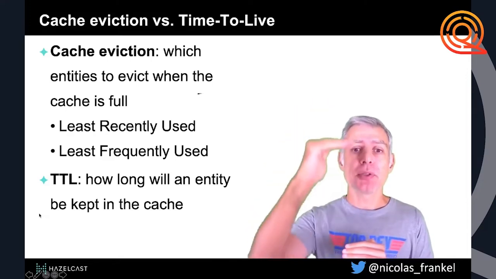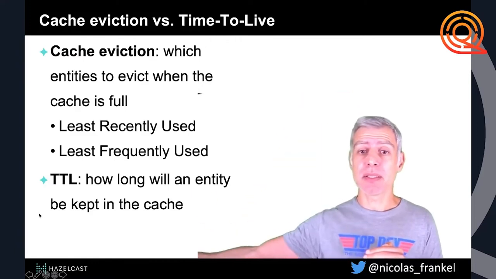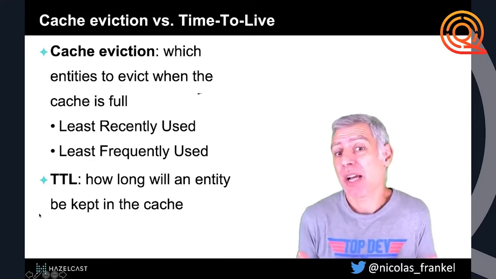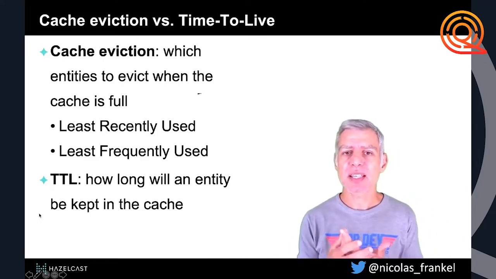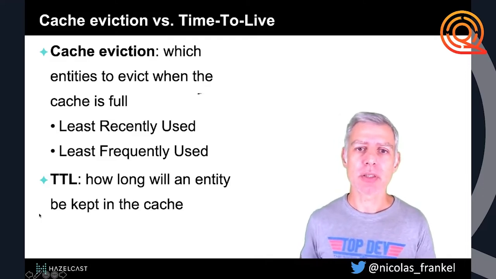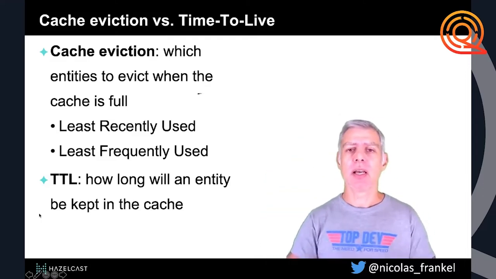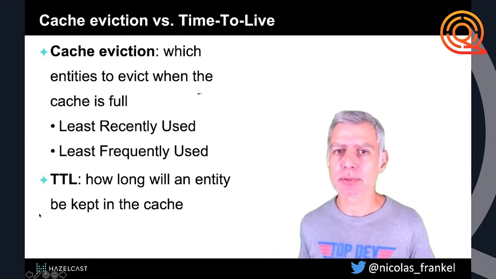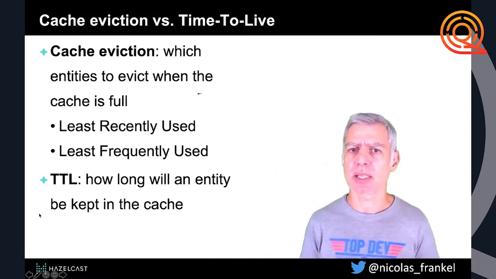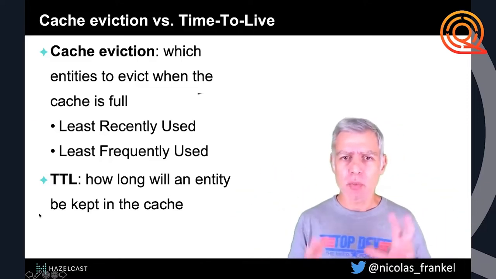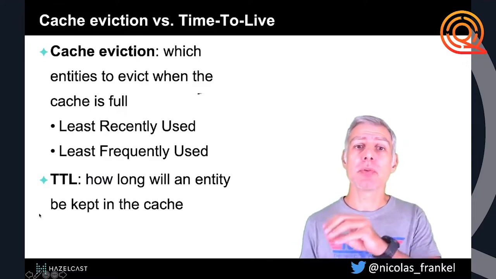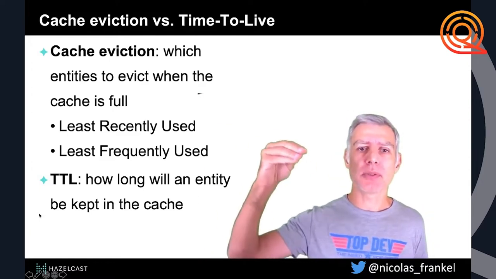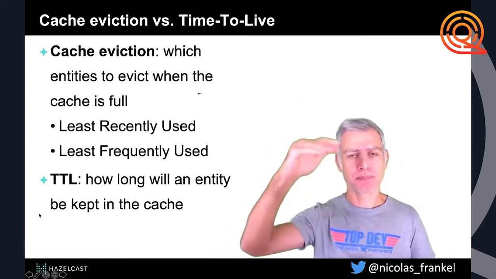And at one point you will reach the limit, but still you will need to put one more item into the cache. And the question is, which item do we remove? And this is cache eviction. And cache eviction actually has multiple strategies. You can have least frequently used, least recently used. You can have dedicated priorities. You can have a plug-and-play strategy, whatever. This is cache eviction. You remove entries from the cache because you want to put one more entry into the cache and the cache is already full.